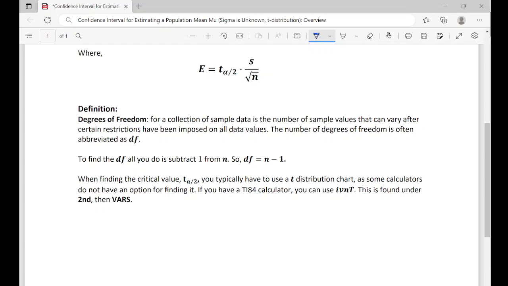When you're finding the critical value t alpha over 2, which is up here in the margin of error, you typically have to use a t-distribution chart, as some calculators don't have the option for finding it. However, if you have a TI-84 calculator, you can use the inverse t option to get it. This is found under second and then vars.